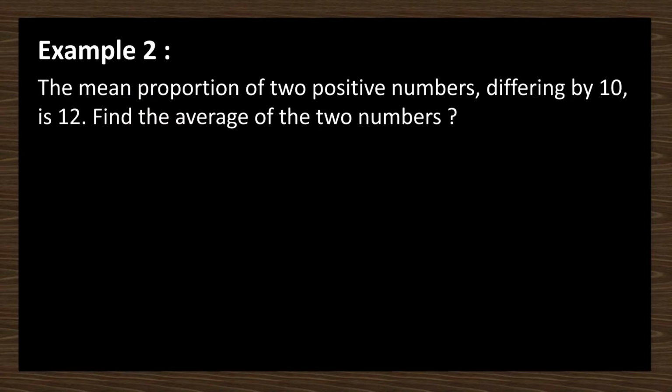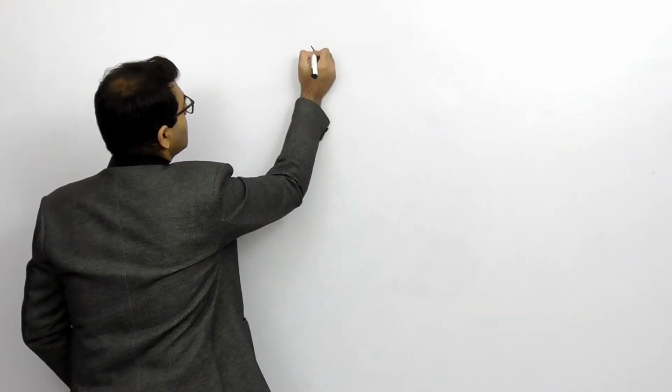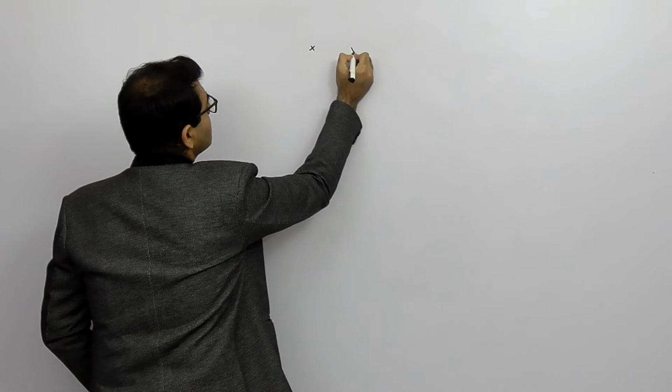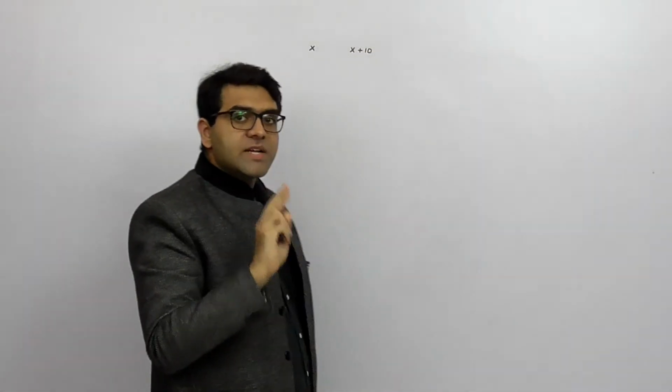The mean proportion of two positive numbers differing by 10 is 12. Find the average of two numbers. In this question, I am given two numbers which are differing by 10. So can I begin the question by supposing one of the numbers as x and the other number automatically becomes x plus 10? Agar do numbers mein 10 ka difference hai, toh agar main ek number ko x assume karta hun, toh automatically mujhe dusra number x plus 10 lena padega.